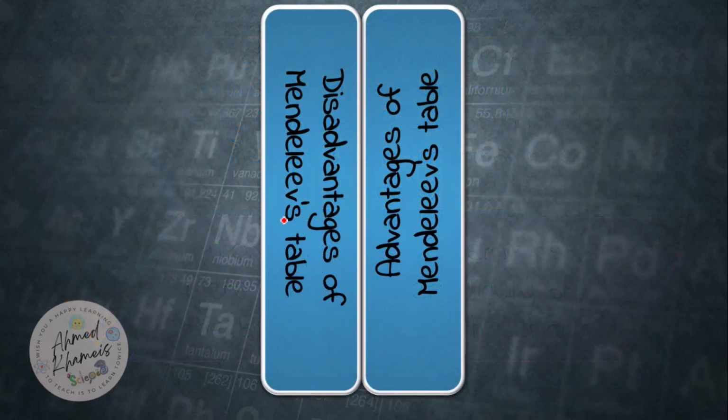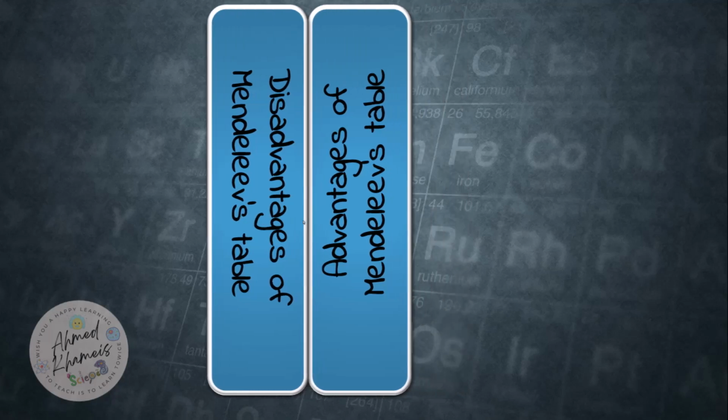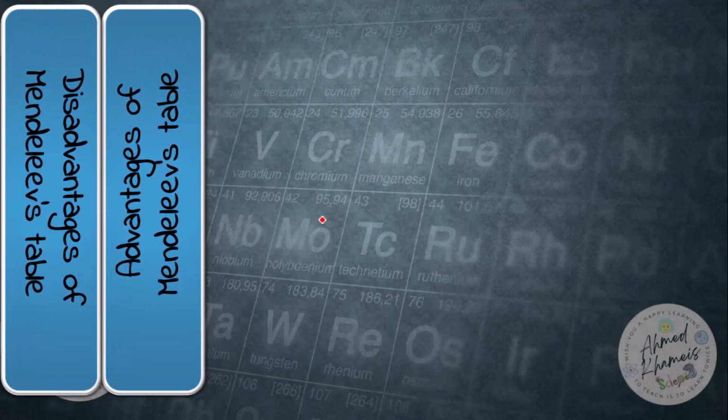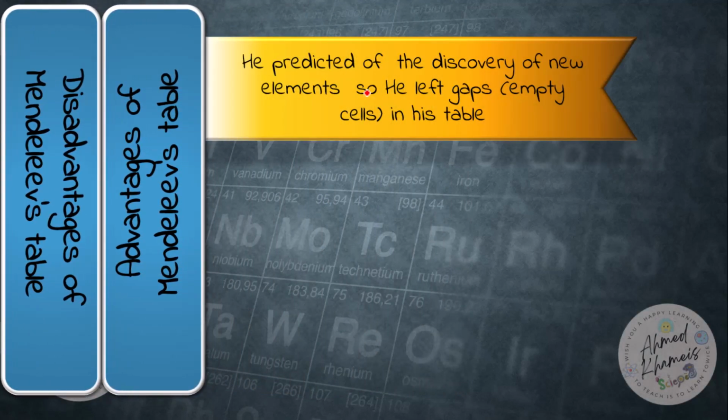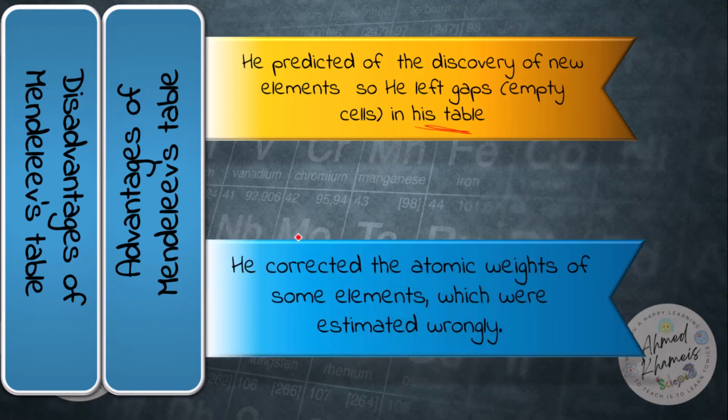So what are the advantages and disadvantages of Mendeleev's table? The advantage is that he predicted the discovery of new elements. So he left gaps, empty cells in his table for those elements, and he corrected the atomic weights of some elements which were estimated wrongly.